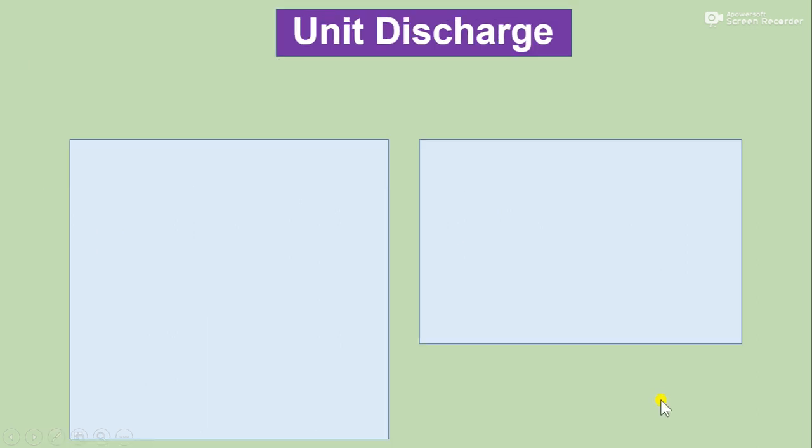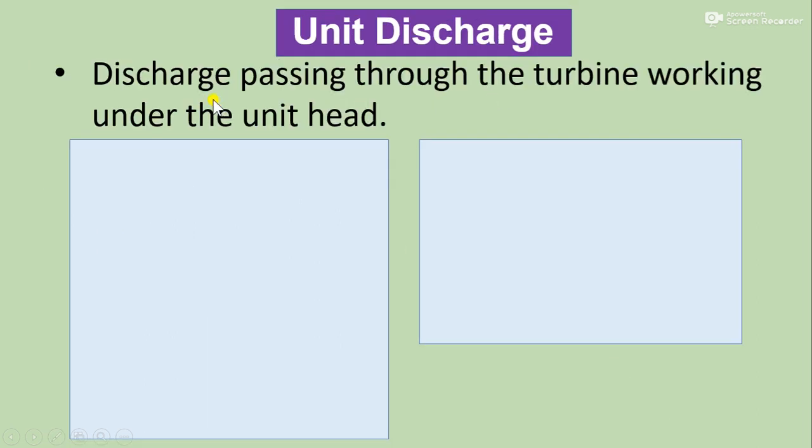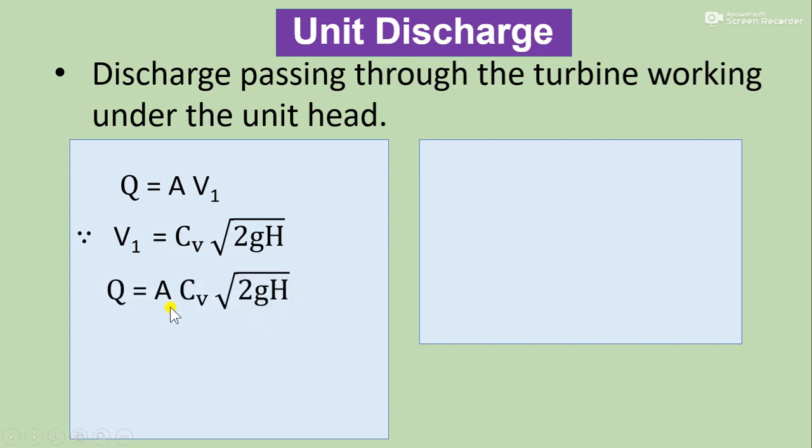Similarly we do for the unit discharge. By the definition, it is the discharge passing through the turbine working under unit head. So we take the discharge formula, Q is equal to A into V1, and V1 is again equal to Cv into square root of 2gH. Thus Q is equal to A into Cv into square root of 2gH.